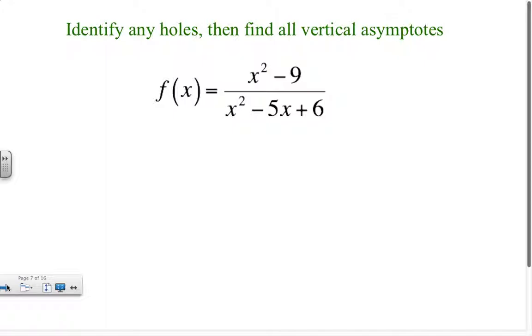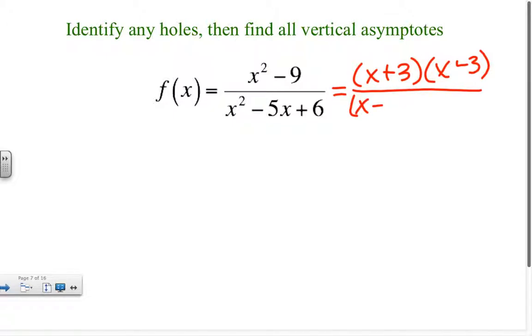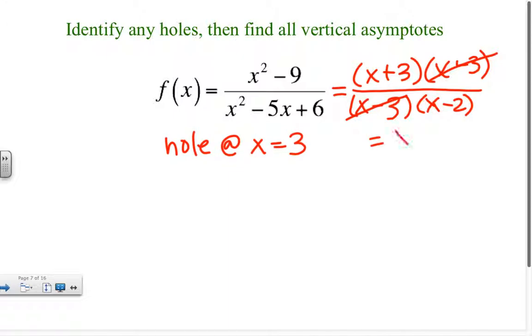So we'll move on. Identify any holes and then find all vertical asymptotes. I need to factor always. This will give me x plus 3 times x minus 3 in my numerator over x minus 3 times x minus 2. So x minus 3 would cancel, meaning that I have a hole at x equals 3, and I'm left with x plus 3 over x minus 2, meaning that I have a vertical asymptote at x equals 2. So when I'm graphing this, I know that I'm going to have a vertical asymptote at x equals 2, but I am going to have a hole in my graph at x equals 3.